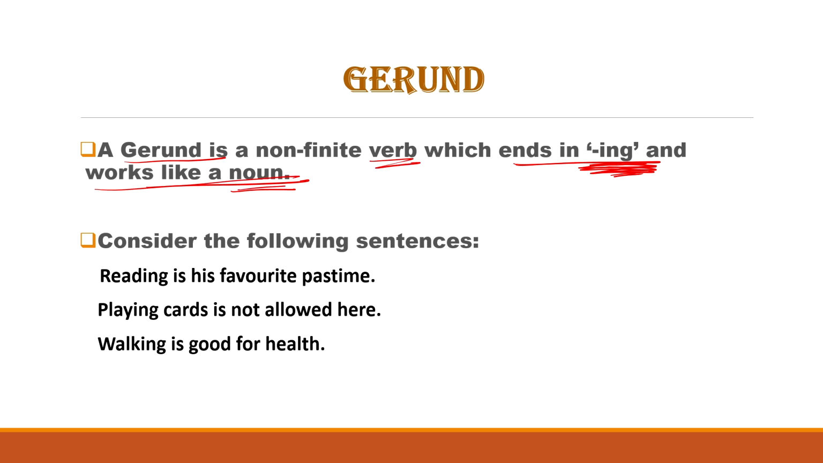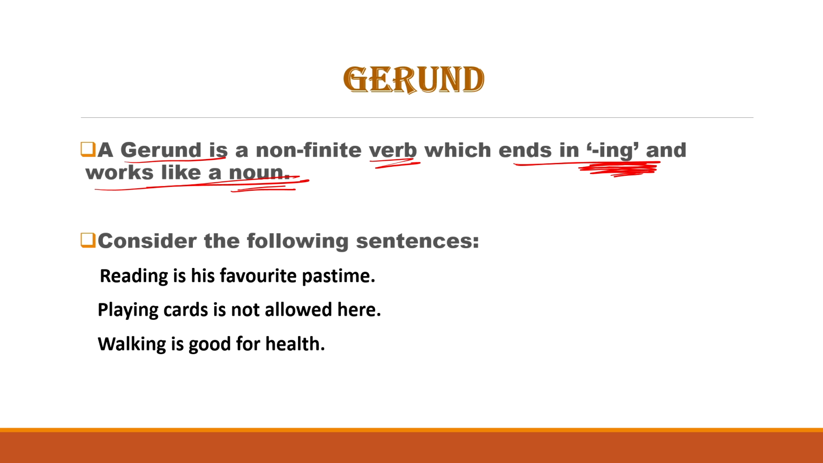So, now consider the following sentences. Reading is his favorite pastime. In this sentence, the word reading is formed from the verb read by adding ing. We can also see that it is here used as a subject of a verb and hence does the work of a noun. It is therefore a verb noun.